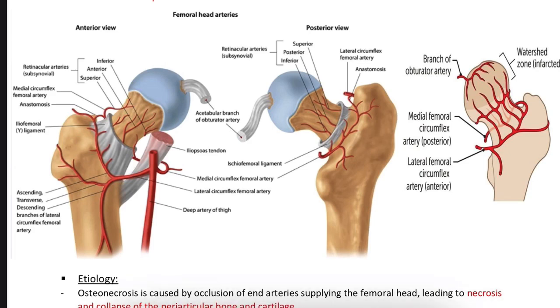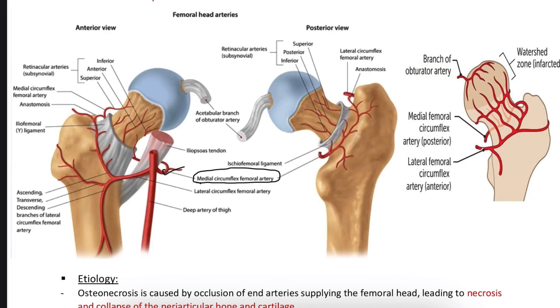Before understanding avascular necrosis, you need to know the blood supply of the femoral head, because this is extremely important for USMLE and FMGE examination patterns. They might ask these questions, so it's very important. The sources of blood supply for the femoral head: superior gluteal artery, and next we can see the medial femoral circumflex artery.